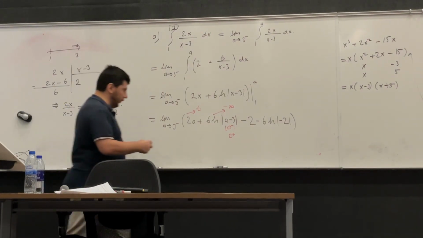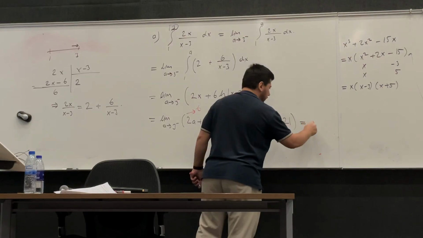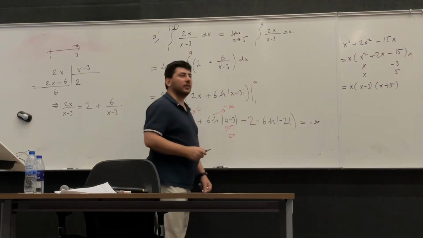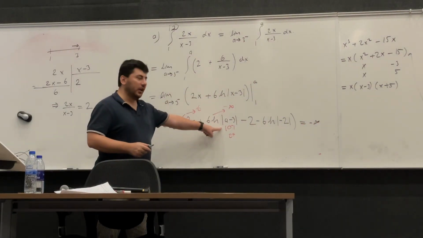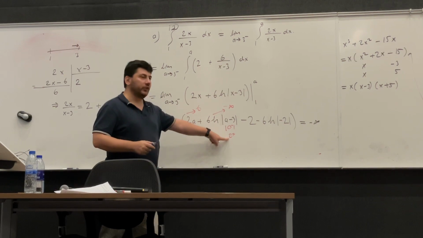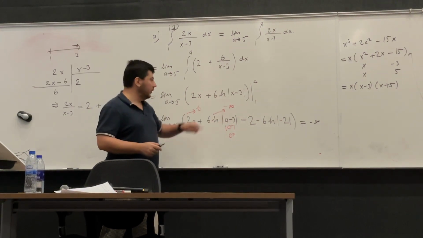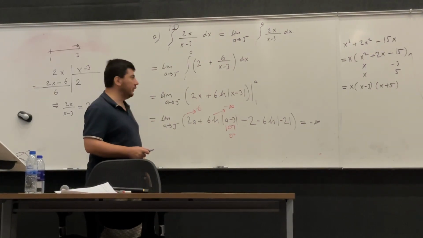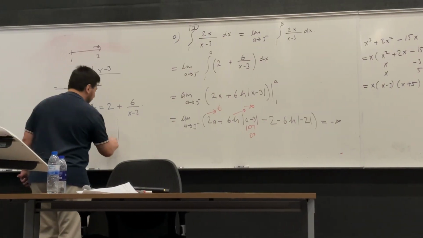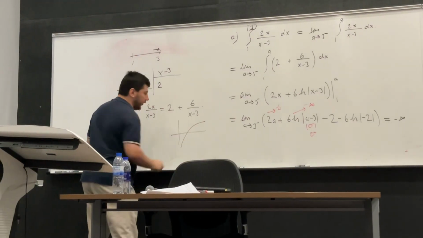Divergence. Sir, can you explain again, please? Which part? The last one. If the inside of the ln goes to 0 from the positive side, then the value of ln goes to negative infinity. Because remember, the graph of ln was something like this.